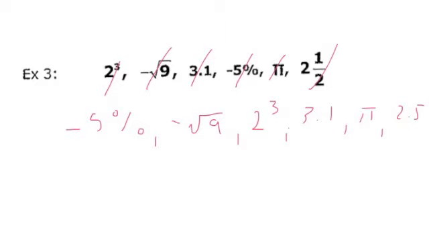Okay, so we got negative 5%, also known as negative 0.05. Negative square root of 9. Now, if you type this on your calculator, what would you type in? I would type a negative sign, then a square root, and then 9. Push enter, and that should give you a negative 3. 2 cubed means 2 times 2 times 2, which is 8. Then 3.1. Pi, what is that number? Okay, it's a little bit bigger than 3.1. You have 3.14. Okay, and then 2.5. Okay, so there's all of our numbers.